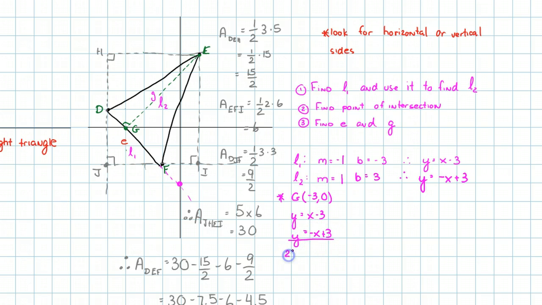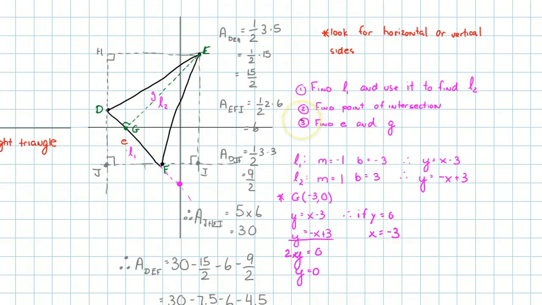So we're going to get 2y, not 2x, is equal to 0, so y is equal to 0. So therefore, if y equals 0, x is equal to negative 3. So now I know that point G is (negative 3, 0). There we go. Okay, so now we found the point of intersection.